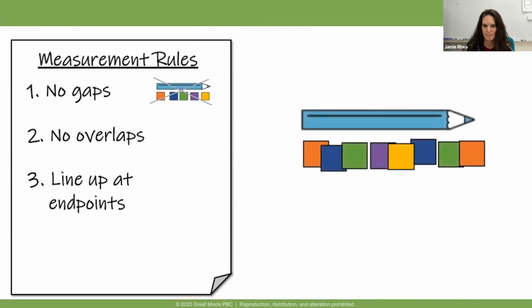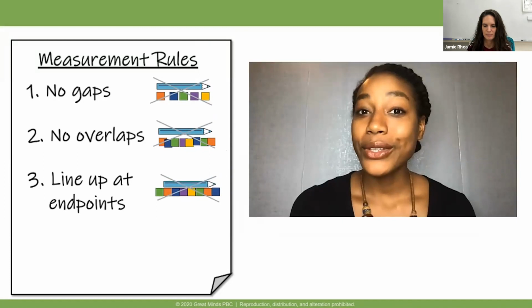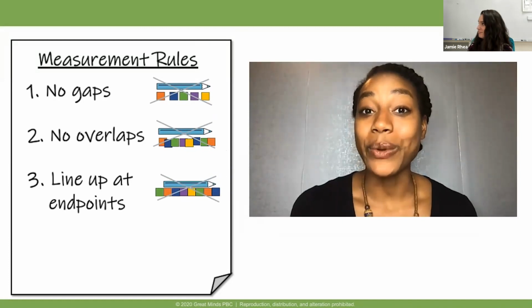Look at the second one. You see how all of the centimeter cubes are on top of each other? We need to remember, we don't want any overlaps. And look at this third one. You see how the pencil does not start and end with the centimeter cubes? We need to remember to line up at the end points. Those are three pretty important rules when we're measuring.